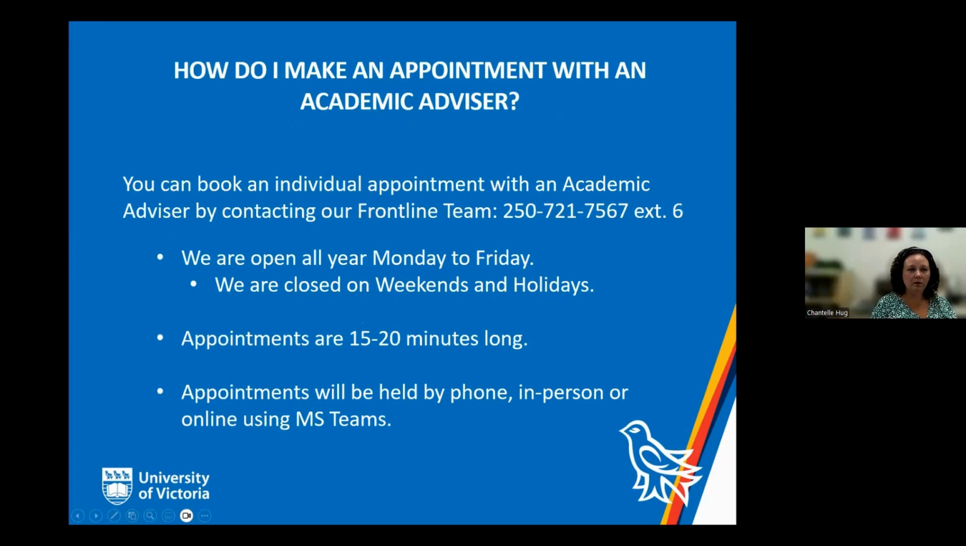If you want to get in touch with us, this is the phone number here. It's 250-721-7567 extension 6, and that's going to put you through to our front line. Our front line might actually be able to answer your question. If it's something that shouldn't really be coming to an academic advisor, they're very good at referring you to the right person. And if you did want to book an appointment, you just let them know that you're interested in booking a one-on-one appointment with an advisor.